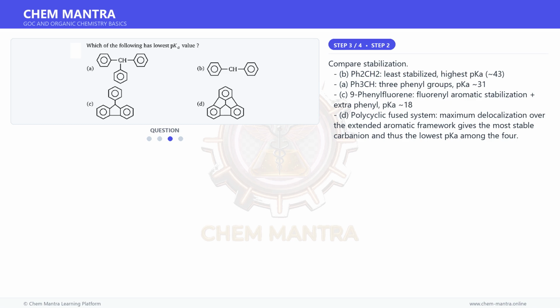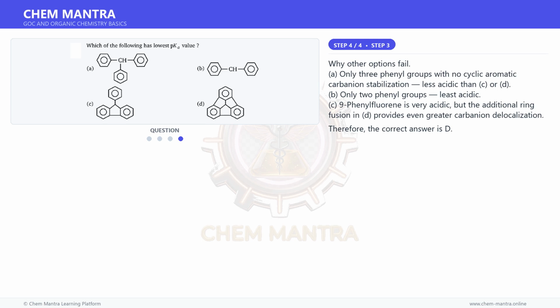Compare stabilization. B. Ph-CH2-Ph, least stabilized, highest pKa, ~43. A. Ph3CH, 3 phenyl groups, pKa ~31. C. 9-phenylfluorene, fluorenyl aromatic stabilization plus extra phenyl, pKa ~18. D. Polycyclic fused system, maximum delocalization over the extended aromatic framework gives the most stable carbanion and thus the lowest pKa among the 4. And for the final step.